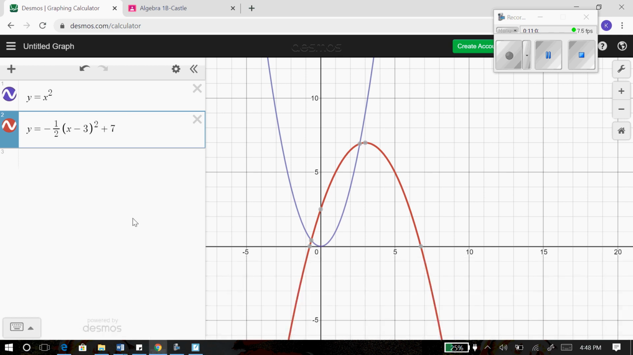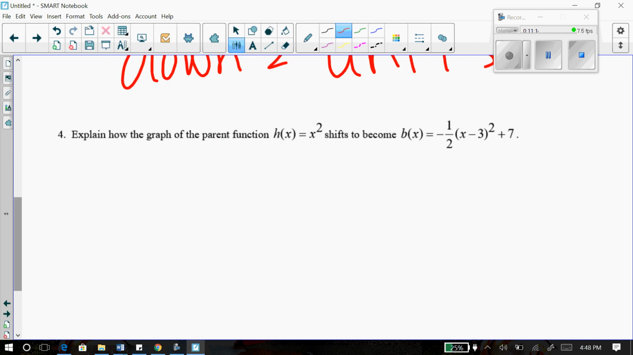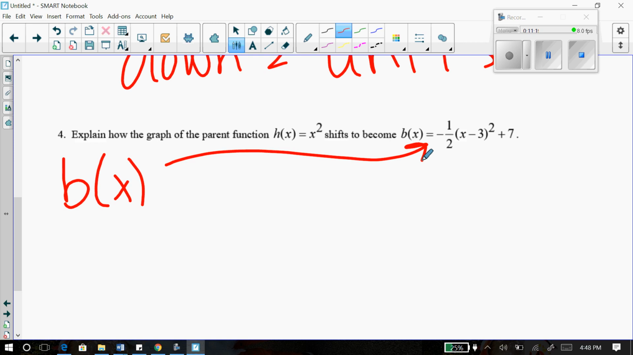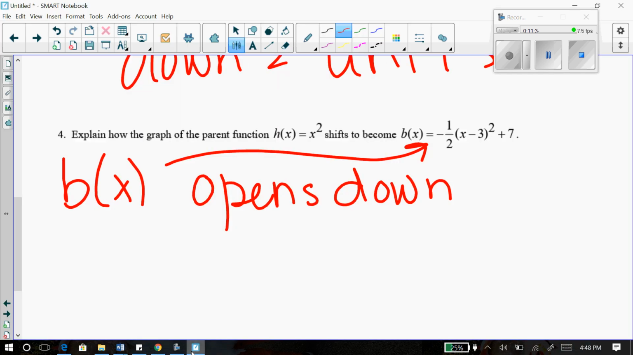Let's graph it. All right, let's look here. What happened to my graph? First thing, does it open up or down? So my original opens up, my new one opens down. So we want to say g of x, because that's this one, our new one, opens down. Is it wider or narrower? The red one is fatter or wider than the purple ones. We say it is wider.